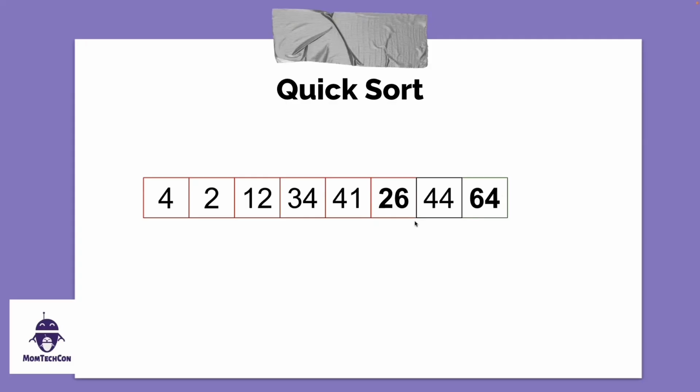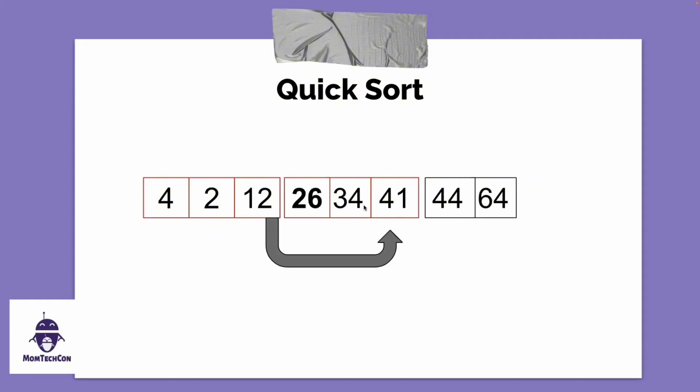And we are going to keep everything between 26 and 44. So here we had 34 and 41 being bigger than 26. So they are going to be between 26 and 44. Then we have two new partitions. We're going to do the same. We're going to use the last element as our pivot.